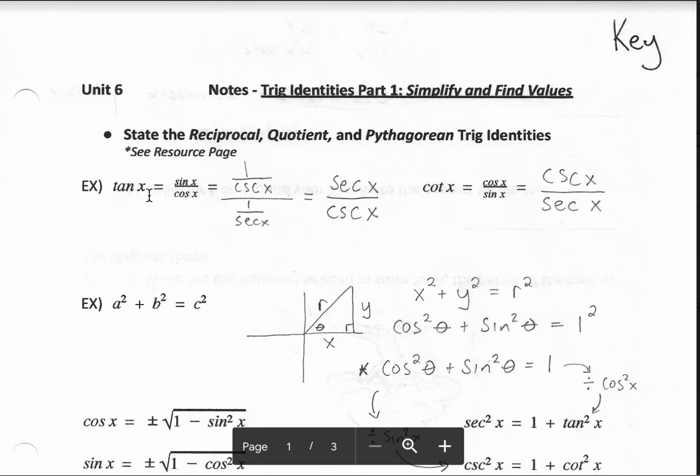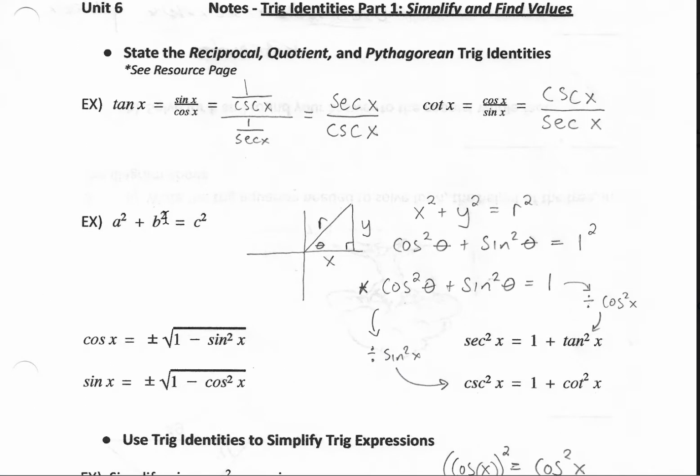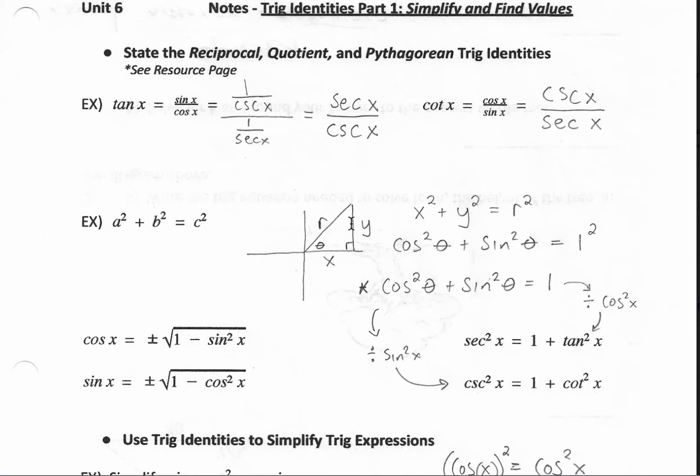X in these functions is representing the input variable. I don't want you to confuse that with our x coordinate here necessarily. So another way that we can rewrite our trig functions is using just a different input variable. Sometimes we use that theta, which I hope we're used to at this point.